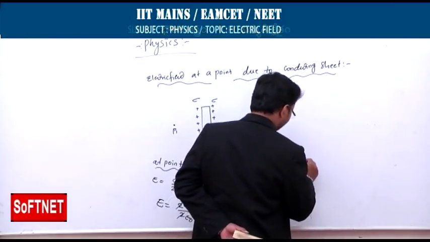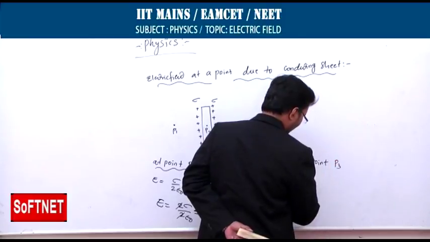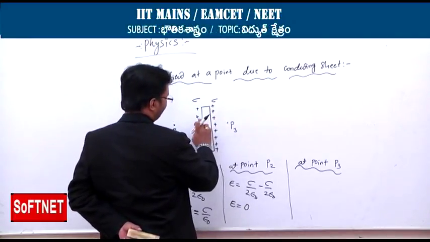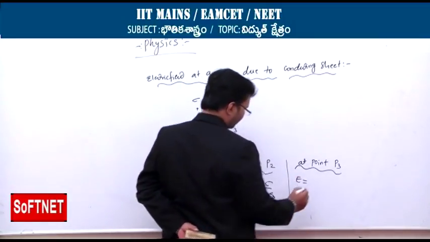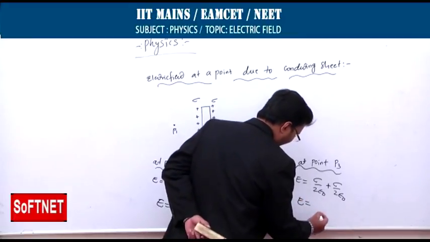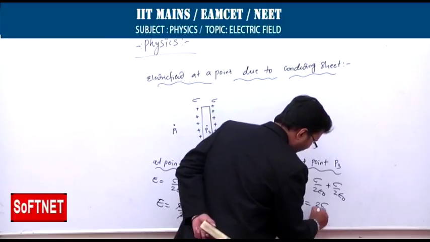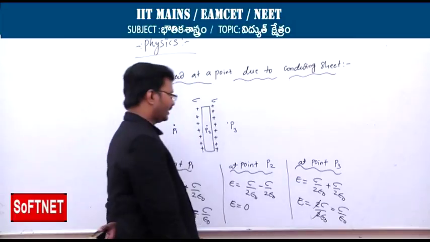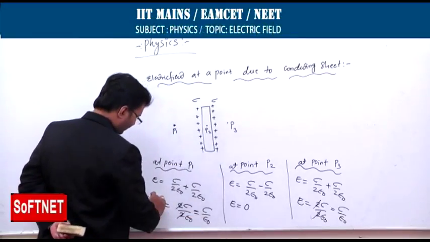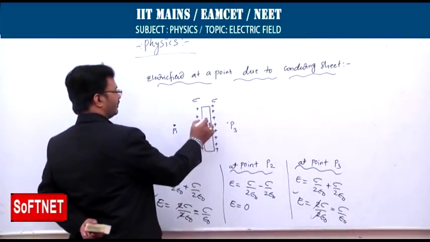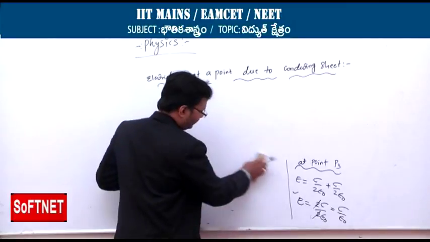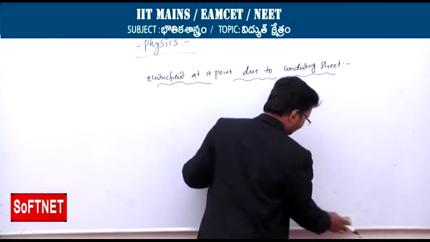And coming to point P3, point P3 is on the right side of this one and the right side of this one also. So, E is equal to sigma by 2 epsilon naught plus sigma by 2 epsilon naught. Then E is equal to 2 sigma by 2 epsilon naught, the 2 cancels, then sigma by epsilon naught. So, what we observe is that for a conducting sheet, if the point is on either the left side or the right side, E net is sigma by epsilon naught. If the point is on the sheet, then E becomes 0. Clear? Now, based on this, we will discuss some problems.